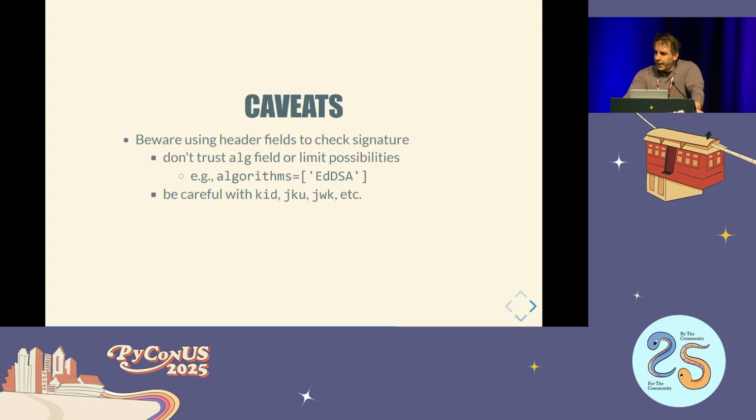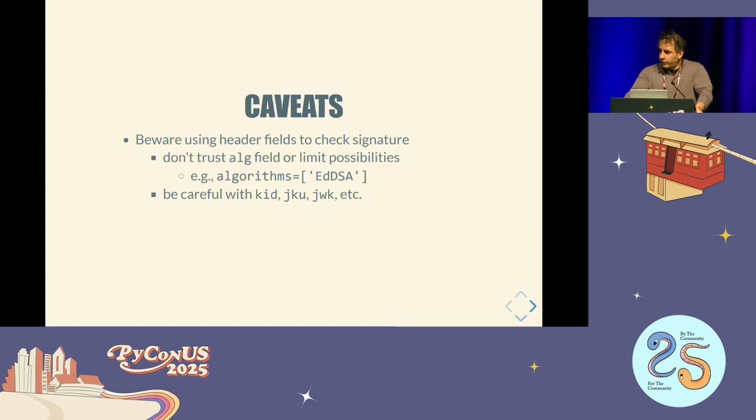So probably the number one caveat is you want to beware of using the header fields to check the signature. That is, you don't want to trust the alg field, or at the very least, you want to limit the possibilities. So in all these examples that I've shown you, I've had algorithm equals EdDSA. So when I'm decoding the JWT to validate it, I'm only allowing EdDSA. But maybe for some reason, maybe you're using EdDSA and then you decide you like RSA or vice versa. Maybe you want to allow multiple algorithms. That's fine, you just want to whitelist them. You don't ever just want to look at the algorithm field from the header and trust that blindly. And I'll show you why in a little bit.